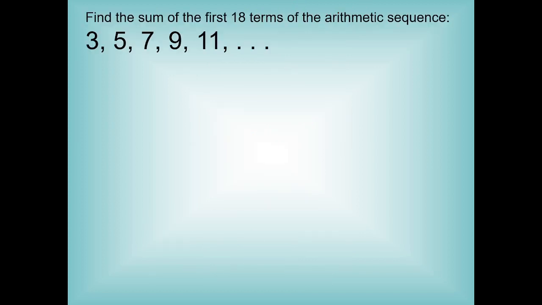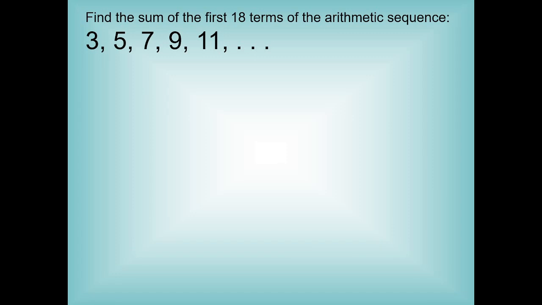So you have here a sequence now. Find the sum of the first 18 terms of the arithmetic sequence 3, 5, 7, 9, 11. Here's my question. This is always my first question: is A sub n given? If A sub n is given, formula 1. If A sub n is not given, formula 2. That is where you will end up. No A sub n, formula 2. With A sub n, formula 1.